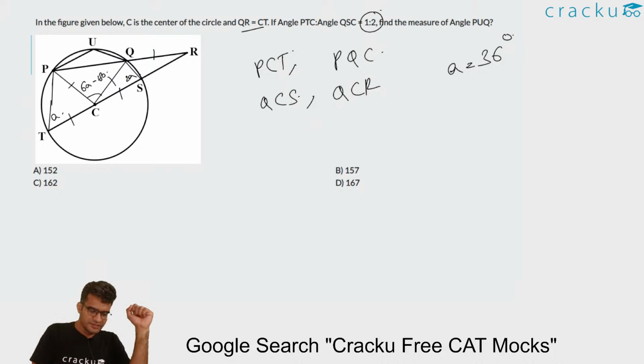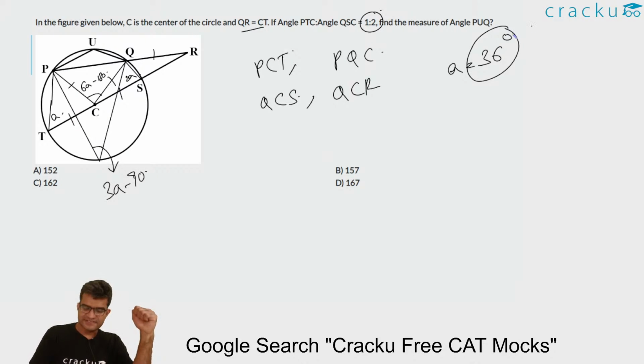This is basically the angle subtended by the chord PQ at the center. So the angle subtended by this chord at any point on the circumference will be half of it, which will be 3A minus 90. As A is 36 degrees, 3A minus 90 will be 18 degrees.